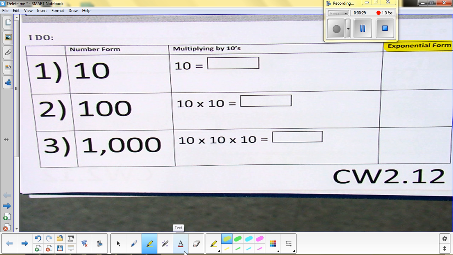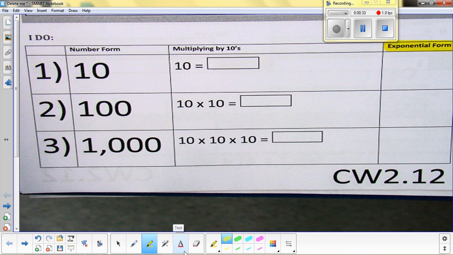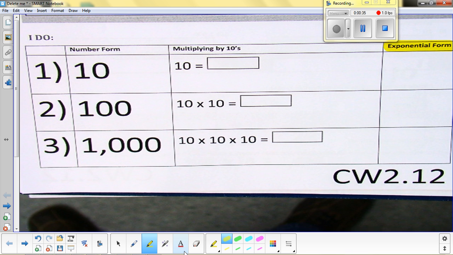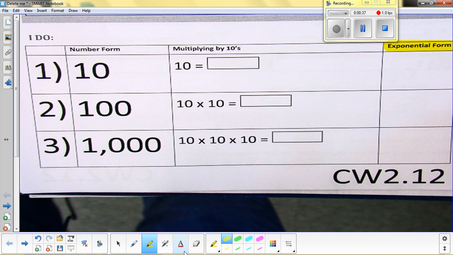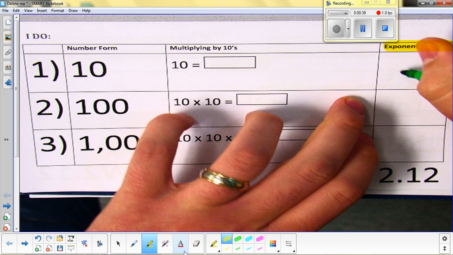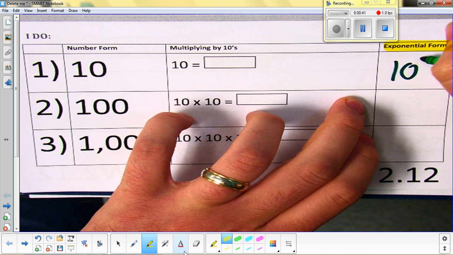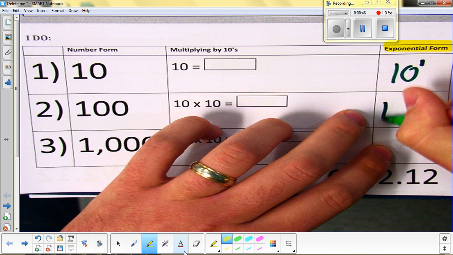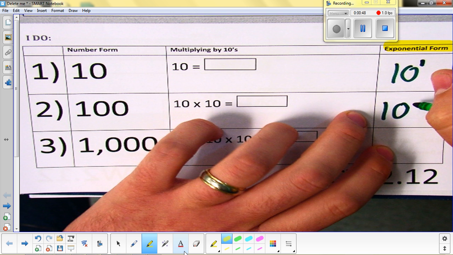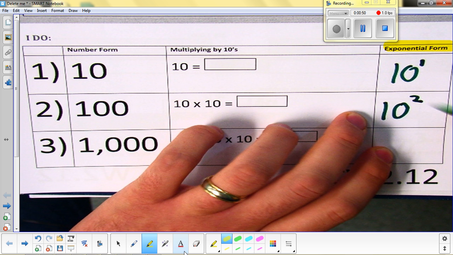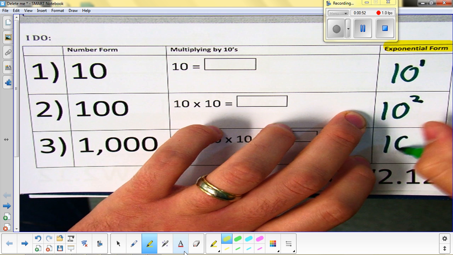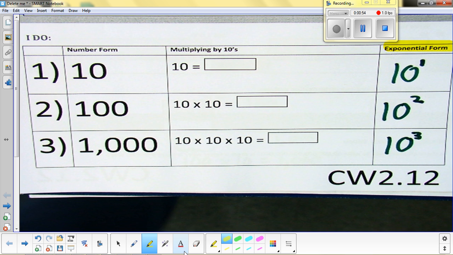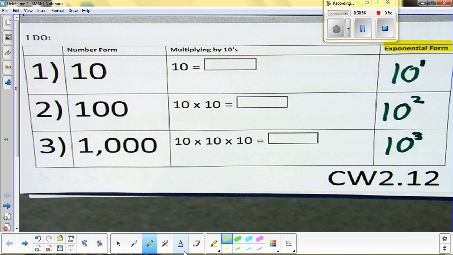We can change from number form to exponential form very easily. So I just wanted to show you where exponential form came from. Exponential form looks like this: a little floating number at the top, at the top right-hand corner. And you can see you can have different numbers at that top right-hand corner. And of course, it means different things.